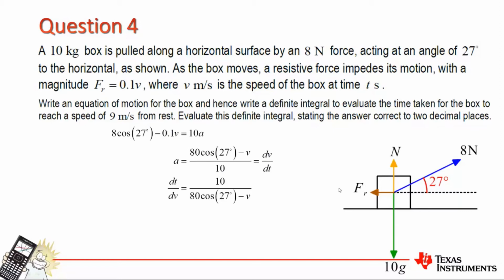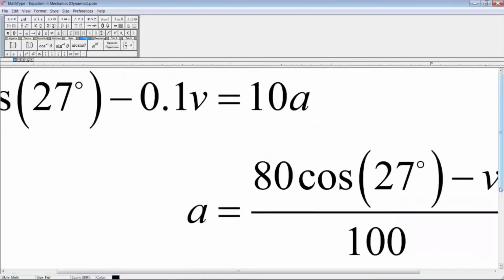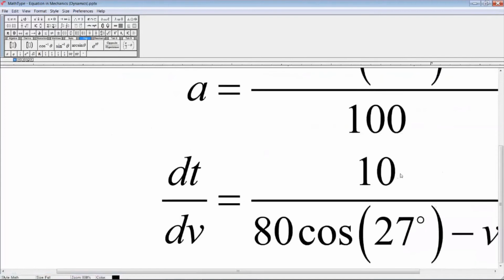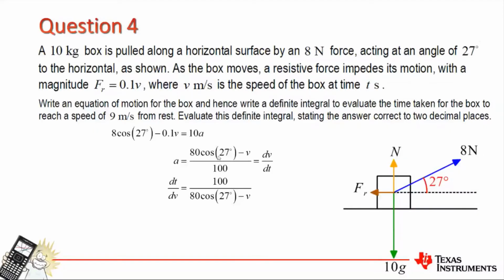0.1v is pulling it backwards, and that is equal to the mass of the box times its acceleration. I've actually got 0.1v there, and when you divide by 10, that denominator is actually going to be 100. Let me quickly fix that. I've got 100 there. Right, sorry about that. So as you can see, I've got a equals (8 cos 27 minus v) all over 100. So that is the acceleration in terms of the velocity.